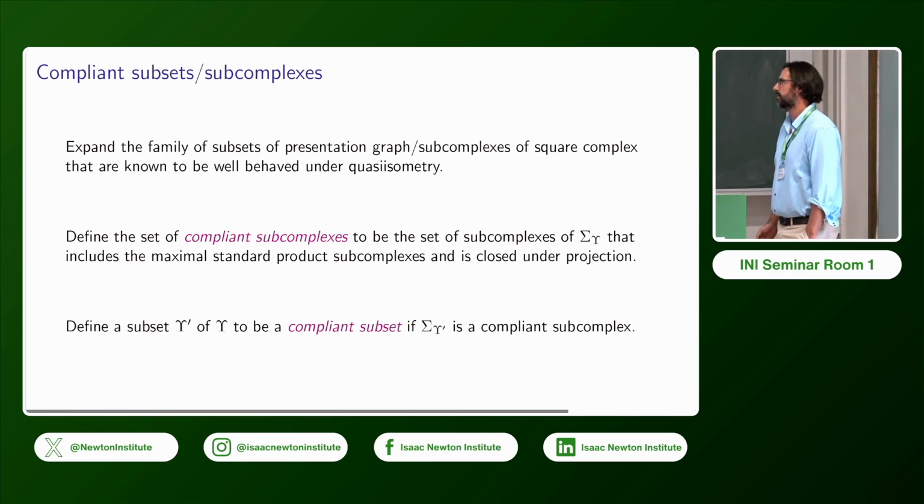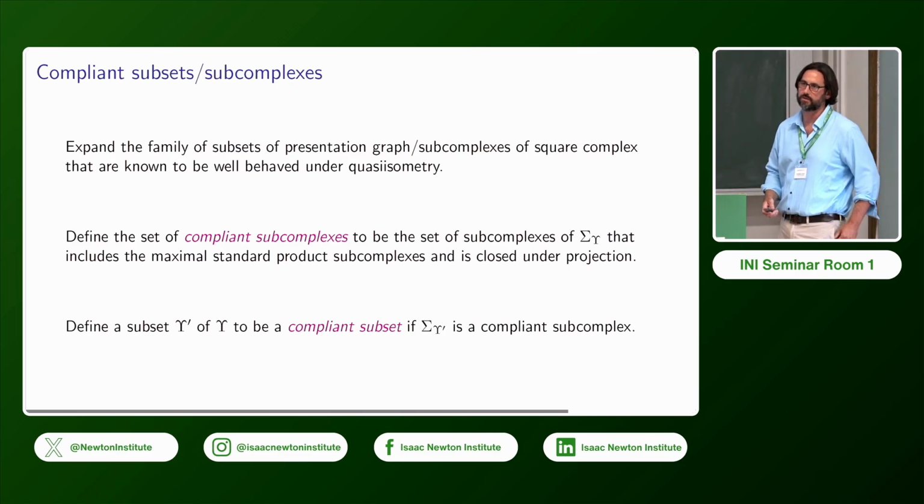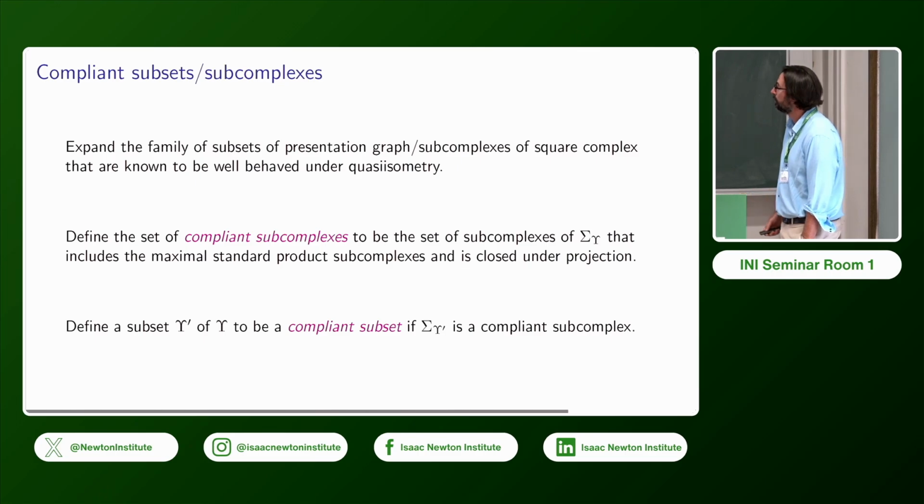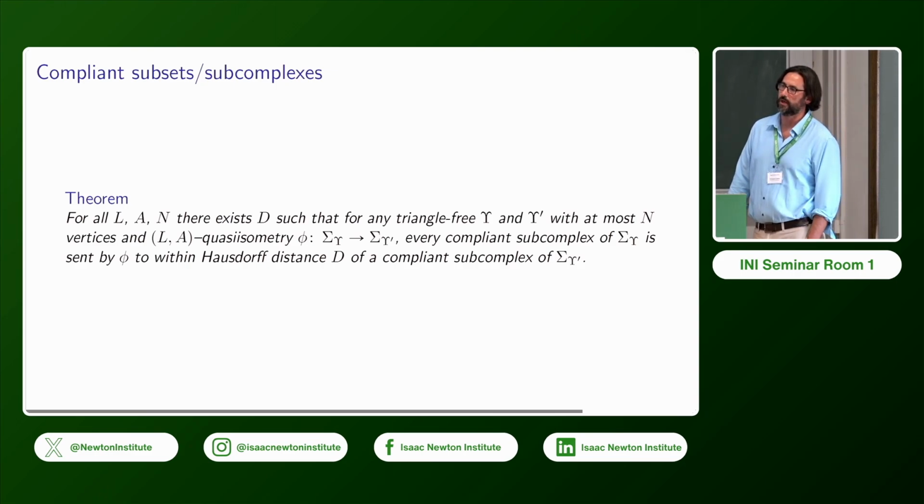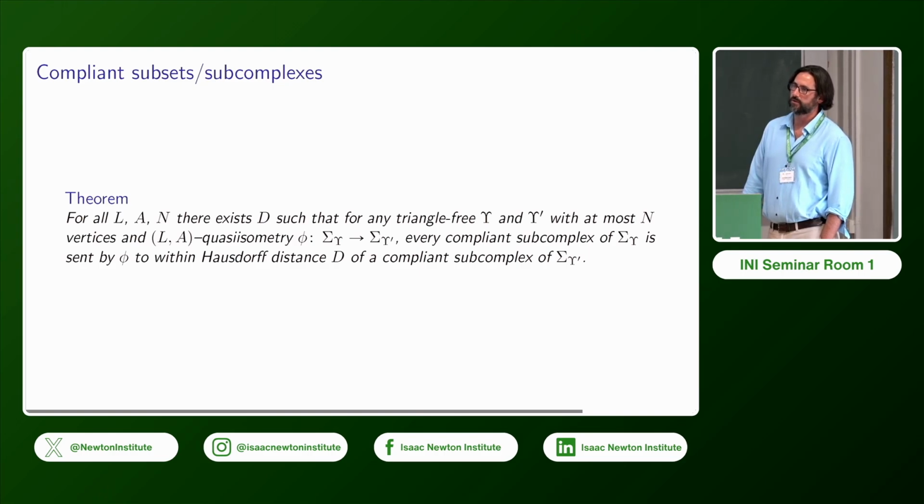A compliant subset of my presentation graph is a subset such that the corresponding subcomplex is compliant. And then the theorem is if you specify in advance L and A and N, there exists a D, so that if my two presentation graphs have at most N vertices and there's an (L,A) quasi-isometry between them, then all of the compliant subcomplexes go to within bounded D Hausdorff distance of compliant subcomplexes. Okay, so the D doesn't depend on the particular subcomplex, it's determined for you in terms of L and A and N.